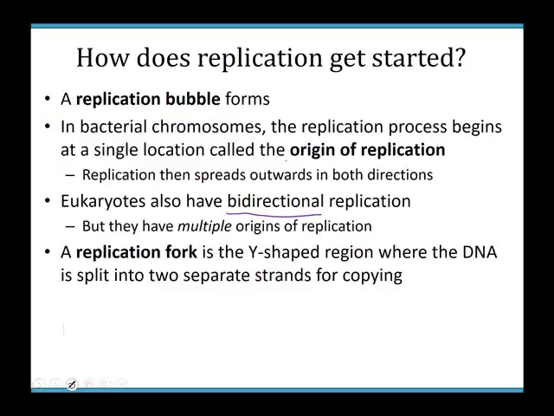Okay, so we looked at origin of replication. We know from the origin of replication it spreads outwards in either direction. We have bidirectional replication. Bacteria do too. But we need those multiple origins of replication. And a replication fork is that Y-shaped region where we're proceeding forward.